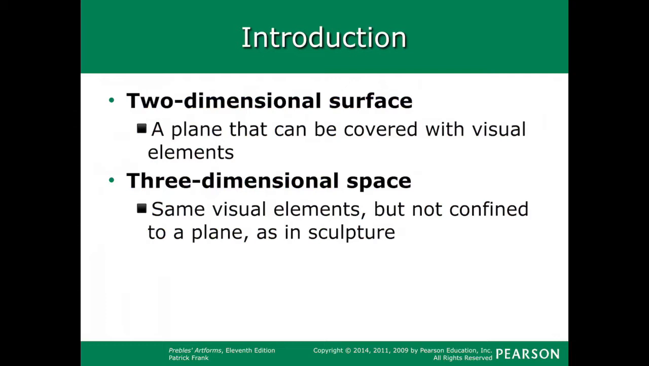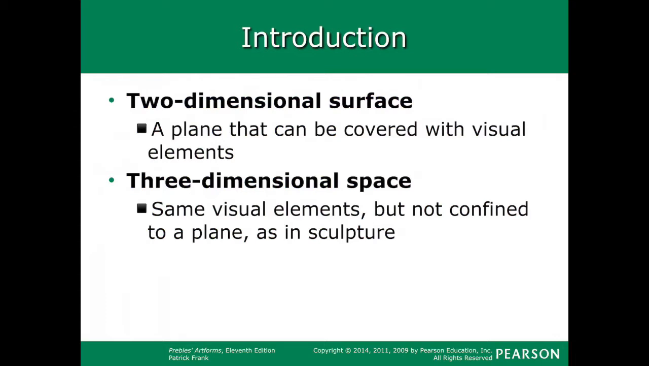A 2D surface is a plane that can be covered with visual elements. So think of a plane that is flat, a flat surface where we are looking at the whole image at one time. Something like a piece of paper or a canvas used for painting. You can think of a computer screen. That too is actually a 2D surface.